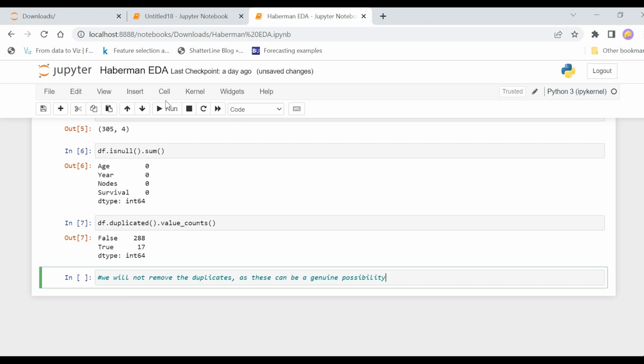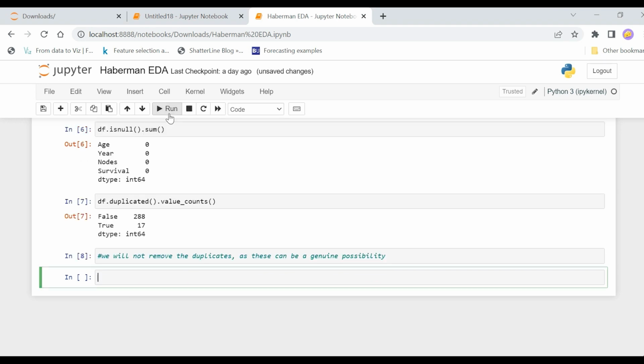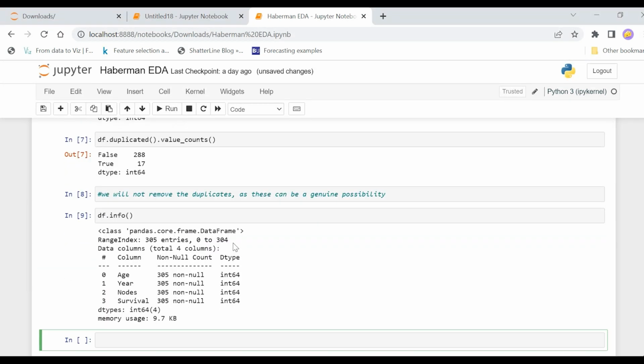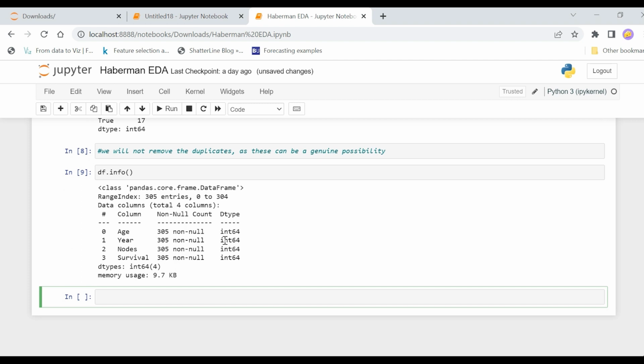Okay. So now the next thing. Let us see our information. What is the info? So df.info. However, we all know that it is all integer. It will be all integer type. So non-null integer. This is what we have.